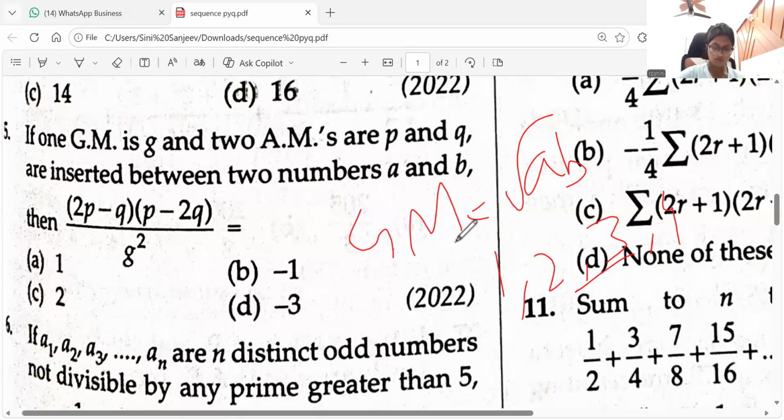Just use the simplest AP, 1, comma 2, comma 3, comma 4. You'll get everything. Then substitute in this, you will get it.